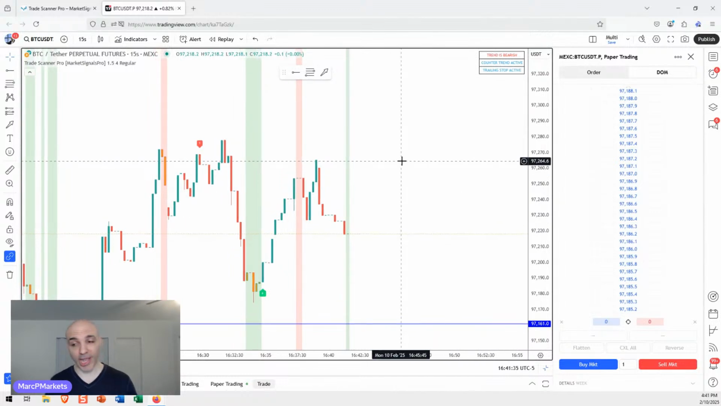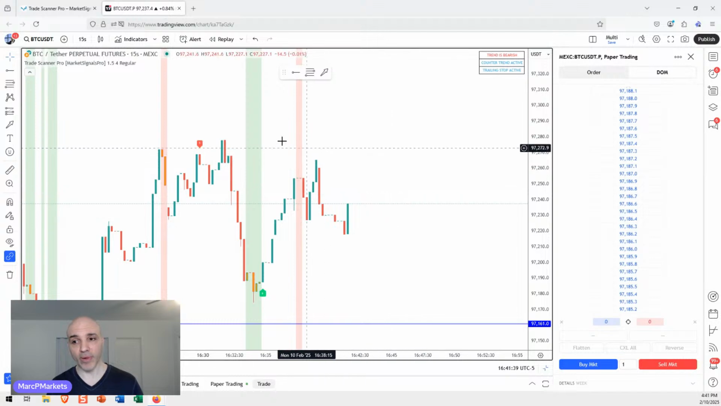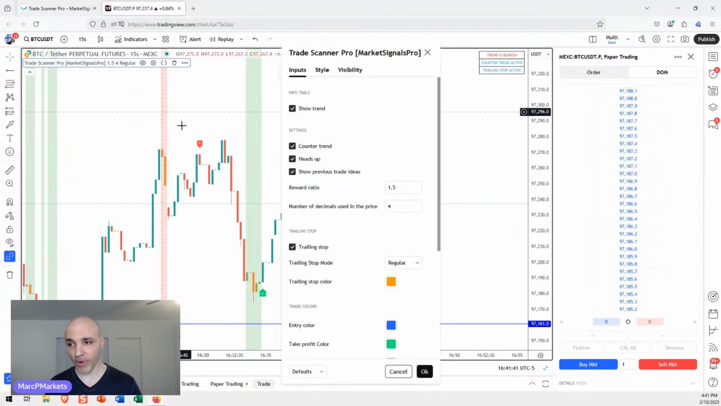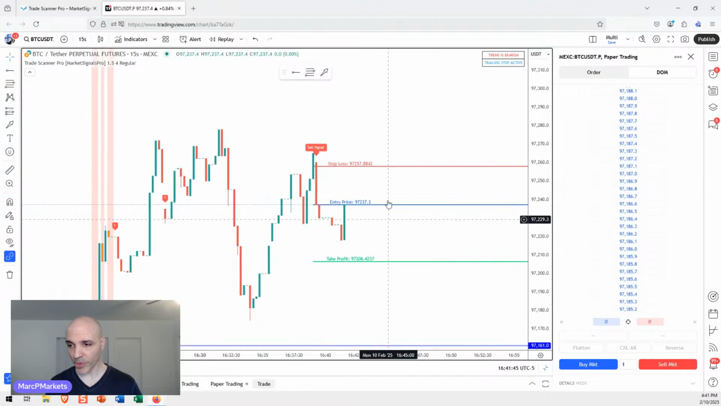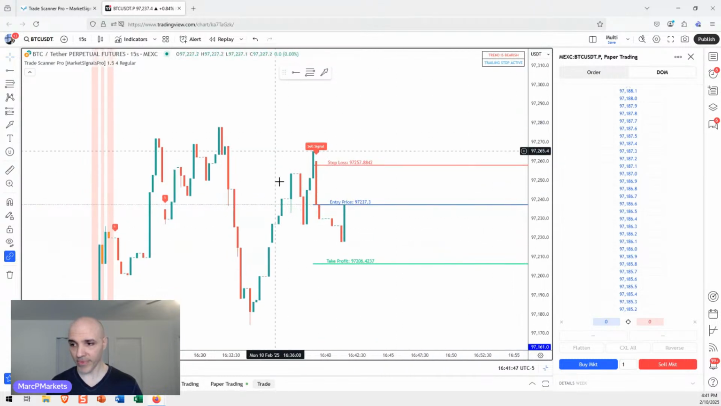So do you understand the benefit of counter trend mode versus regular mode, right? I'm going to take counter trend mode off. That short signal is still there. Also, do you understand how not to be confused by something like this?